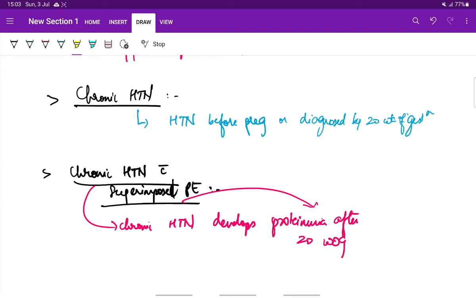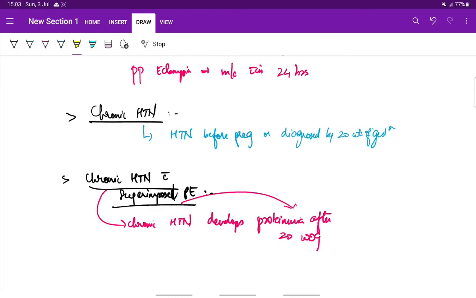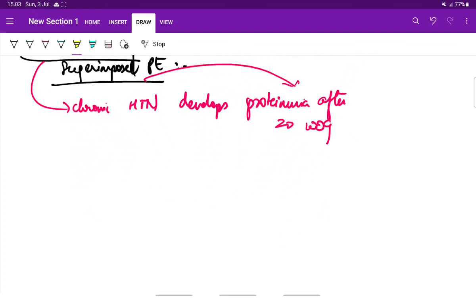Next is chronic hypertension, that is when the woman is hypertensive before pregnancy or if it is diagnosed before 20 weeks of gestation. Next is chronic hypertension with superimposed preeclampsia, that is a woman is having chronic hypertension but she develops proteinuria after 20 weeks of gestation. So these are the 5 main classification of hypertensive disorders of pregnancy. So we will see about one by one each one of them in detail in our upcoming videos.